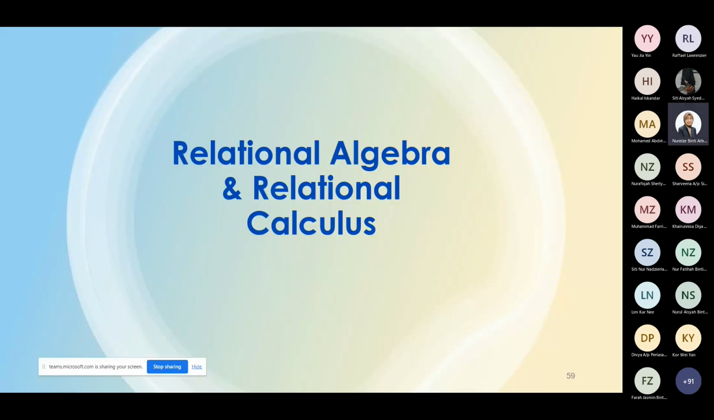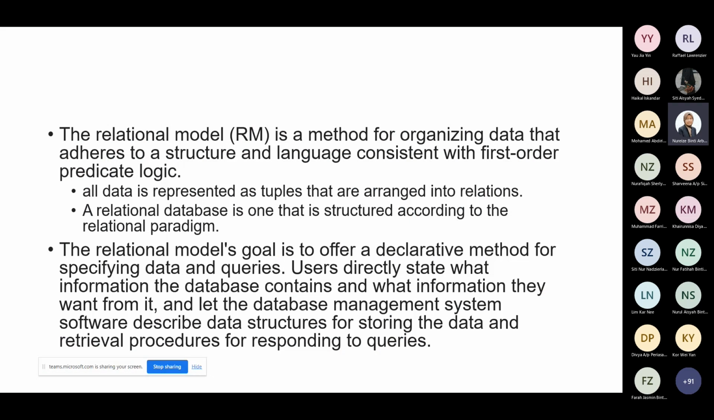Last part of this chapter is relational algebra and relational calculus. I'm not going to teach you algebra and calculus, but I do need to explain the relationship between this mathematical theory and the DBMS, the database. So the relational model (RM) is a method for organizing data that follows a structure and language consistent with first order predicate logic.